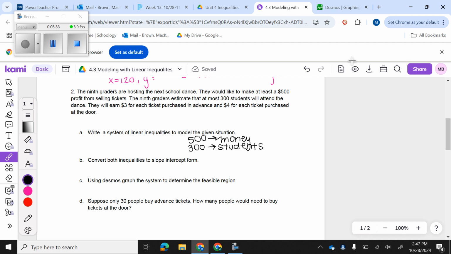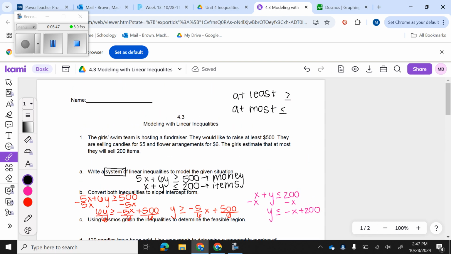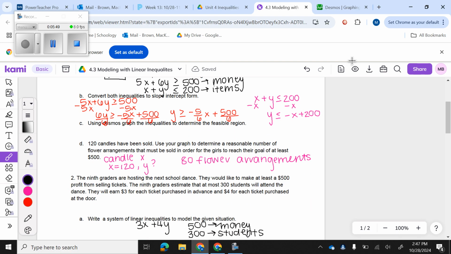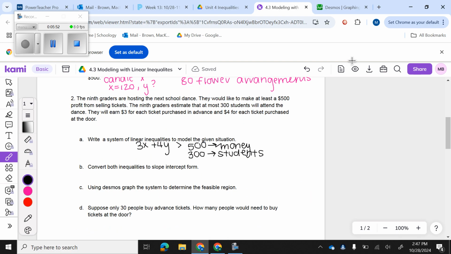They will each earn $3 for a ticket purchased in advance and $4 for a ticket purchased at the door. So I know $3 is talking about money, so that's going to be 3x, plus $4 is talking about money, 4y. And they said at least 500. Well, if I go up here, y'all, at least is a greater than or equal to. So I'm going to have greater than or equal to 500. It said they would like to have at most, okay, so we can't go over it, less than or equal to 300 students. Well, the kind of students coming are the kinds who purchase it in advance and the kinds who purchase it at the door.